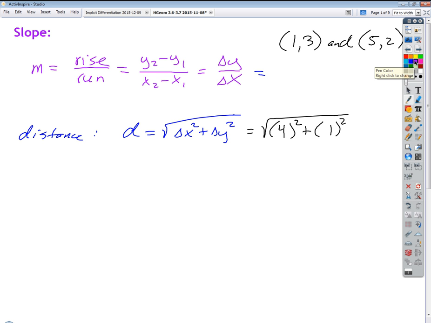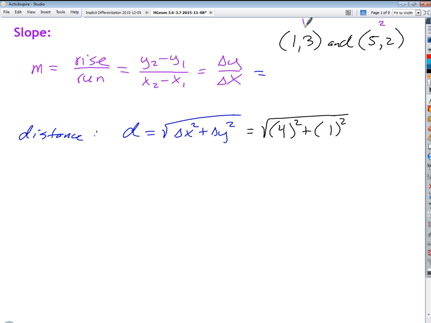2 minus 3, right? Now, let's assume that we're going to take this as our second point and that is our first point. Then we'd have y2 minus y1 is 2 minus 3, which is -1. We have to be consistent. If this is point number 2 and that's point number 1, what is delta x? 4. 5 minus 1 is 4.